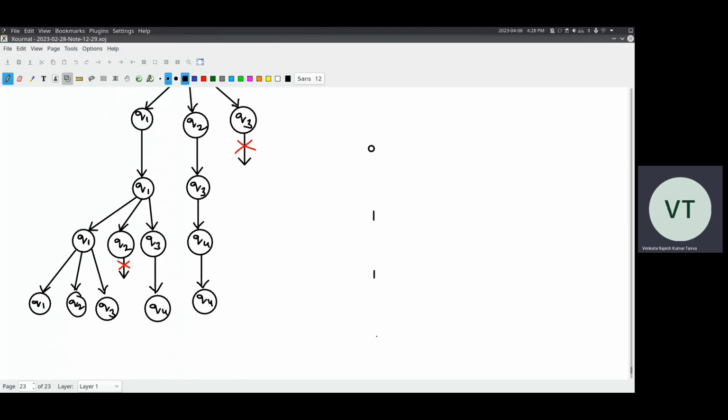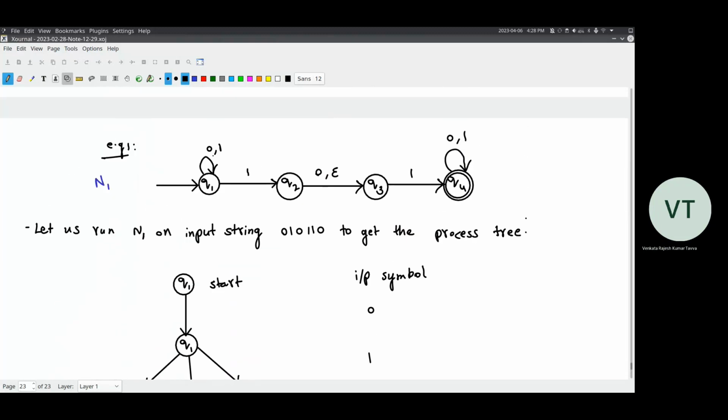All right. Now next symbol is 0. Q1 on 0 goes to Q1. Q2 on 0 goes to Q3. Q3 on 0 goes nowhere. Q4 on 0 goes to Q4.